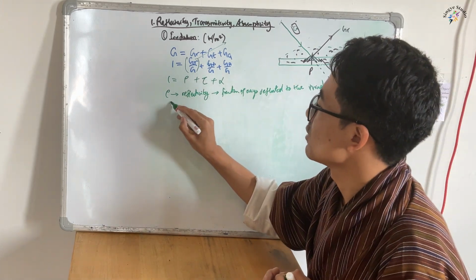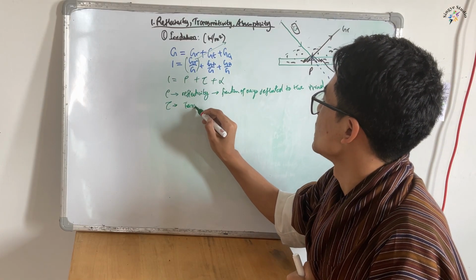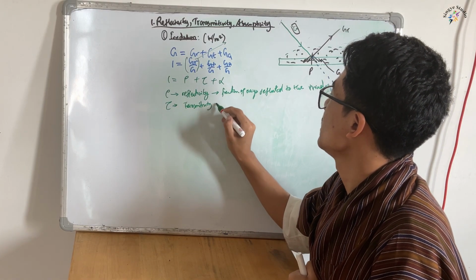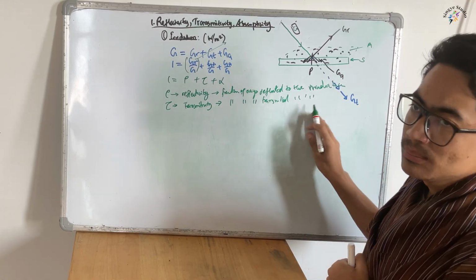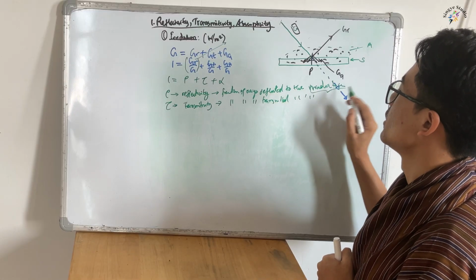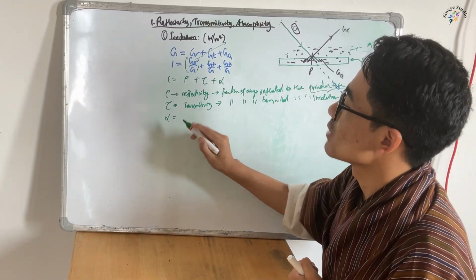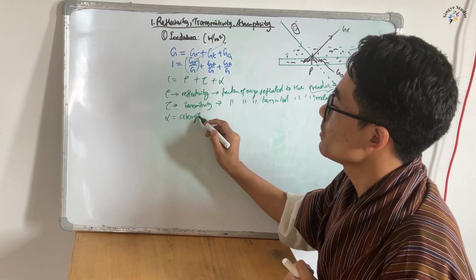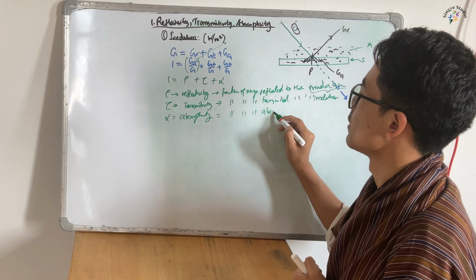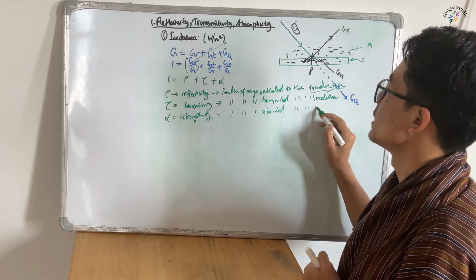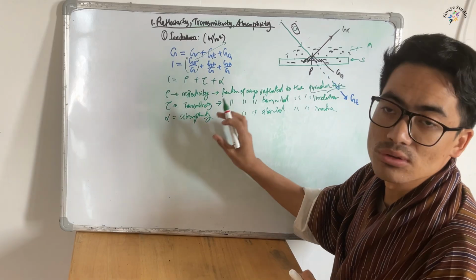The same thing, tau is the transmissivity. Transmissivity is the fraction of rays transmitted with respect to the total irradiation. Same thing, alpha equals absorptivity. Absorptivity equals the fraction of rays absorbed with respect to the irradiation. Right?